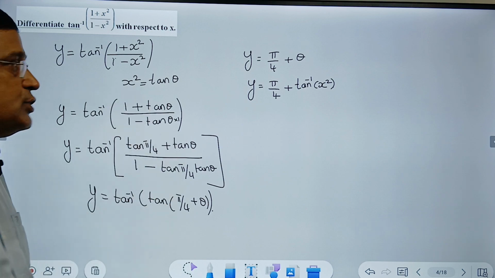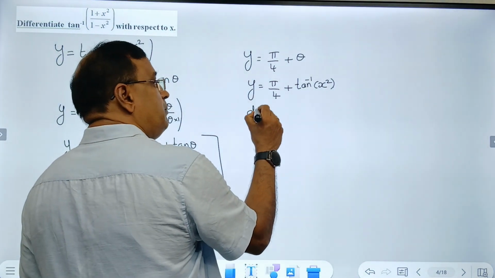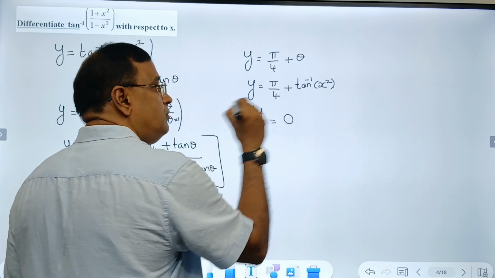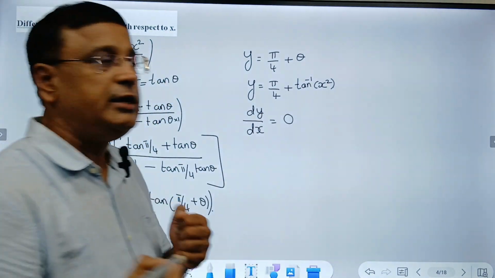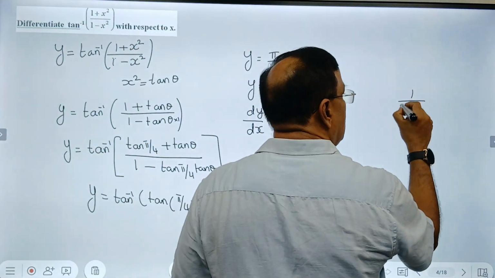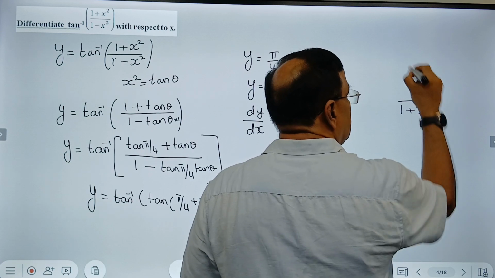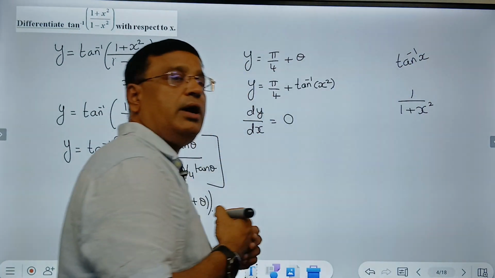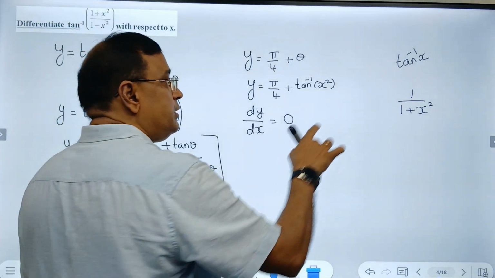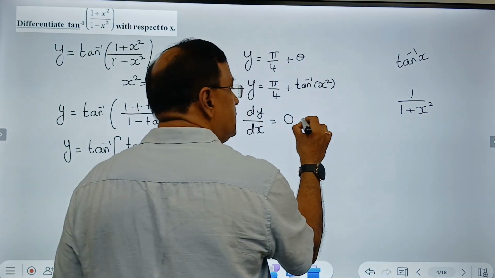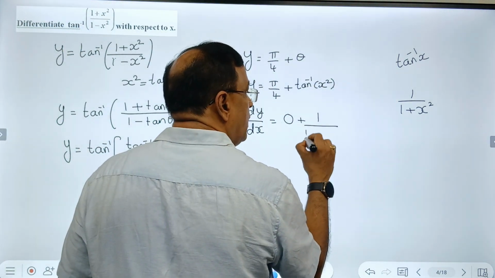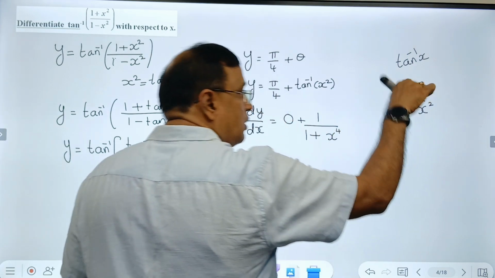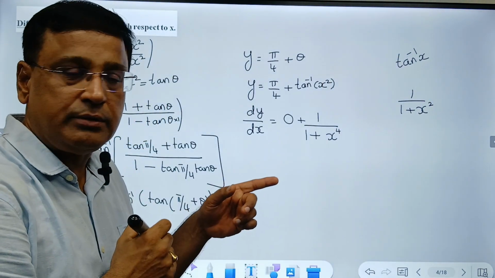Now it's time to differentiate. Now how do I differentiate? Dy by dx. Differentiation of pi by 4 is 0. You know differentiation of tan inverse x is 1 by 1 plus x square. Remember, tan inverse x differentiation is 1 by 1 plus x square. But it is tan inverse of x square. So what will be that? 1 by 1 plus x power 4. X square the whole square. I hope you get that.